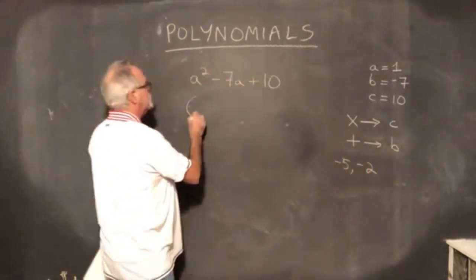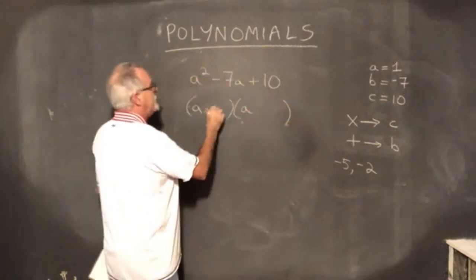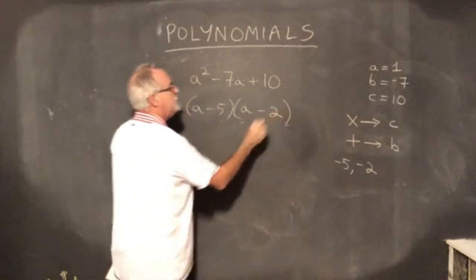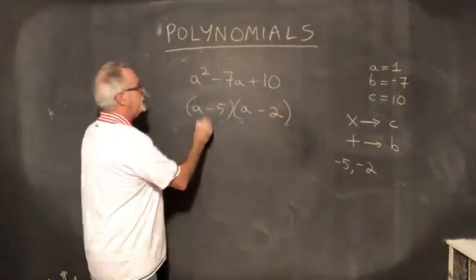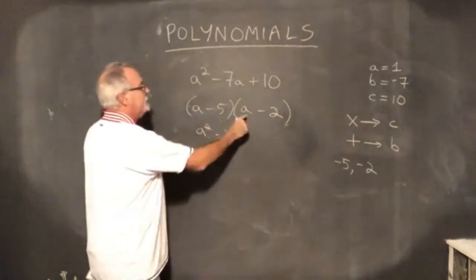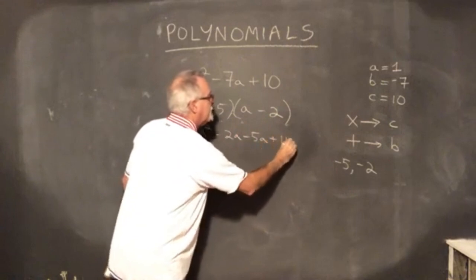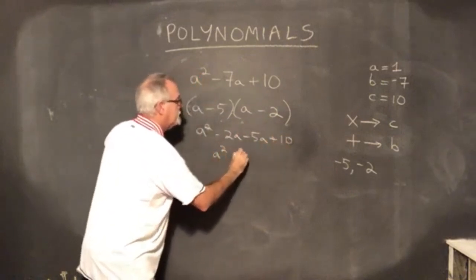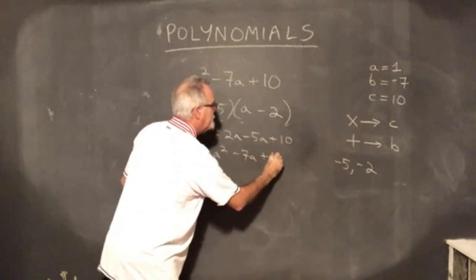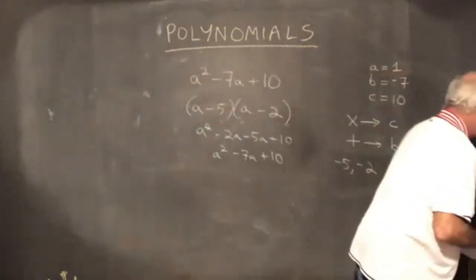Therefore I write my answer, and it's an a instead of an x. That's not a very big change, is it? A minus 5, a minus 2. Do the FOIL to verify. A times a is a squared. A times negative 2 is minus 2a. Negative 5 times a is minus 5a. Negative 5 times negative 2 is positive 10. Similar terms, minus 7a plus 10. Same thing I started with, it works. It keeps working. Next one.